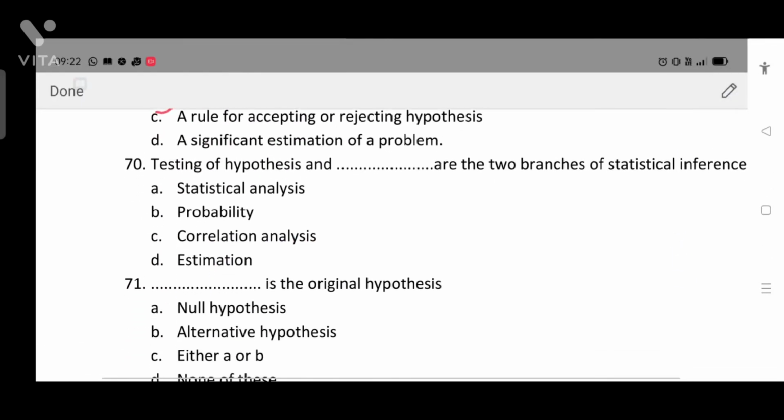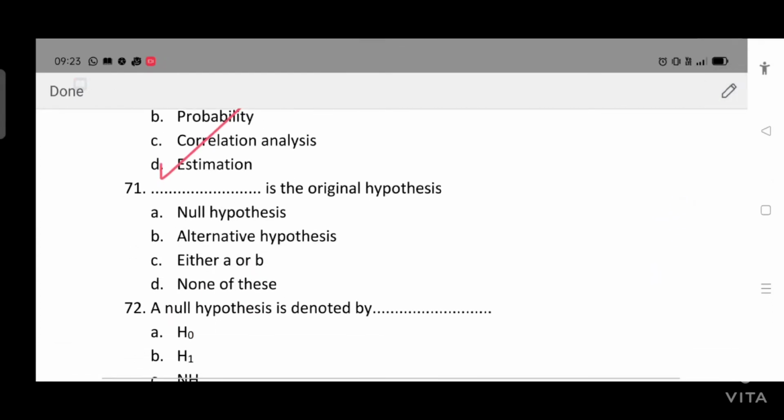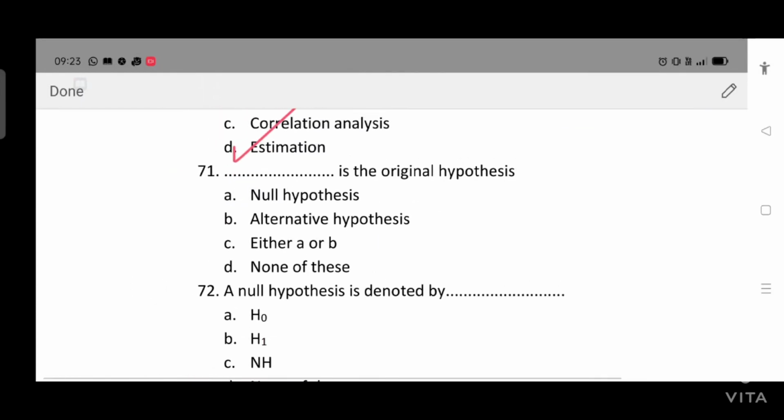Testing of hypothesis and dash are the two branches of statistical inference. A, B, C, D. Answer, estimation. Dash is the original hypothesis. A, B, C, D. Null hypothesis. Answer A, null hypothesis. So very important. Dash is the original hypothesis. Null hypothesis.